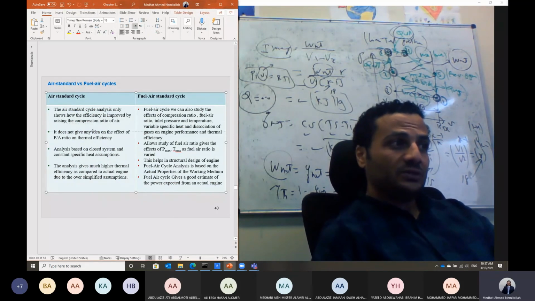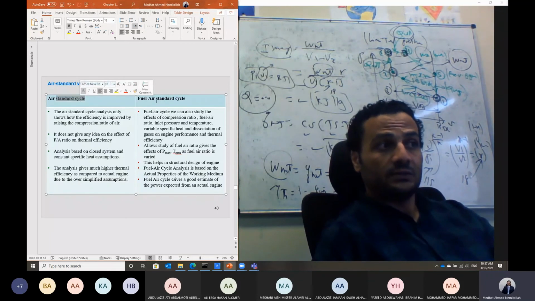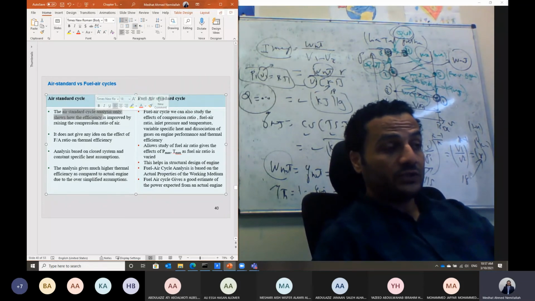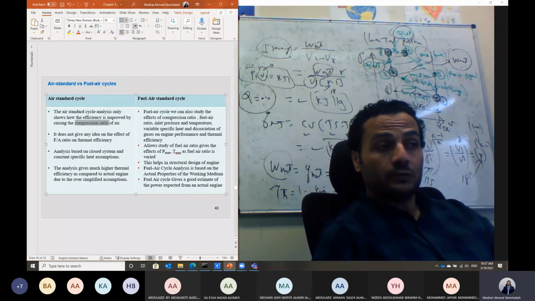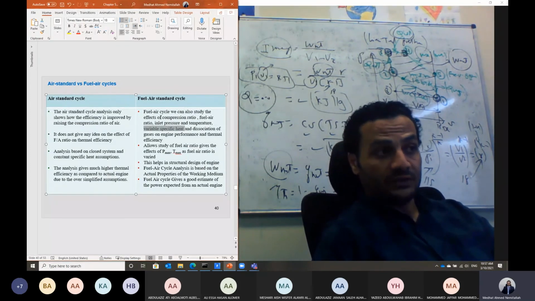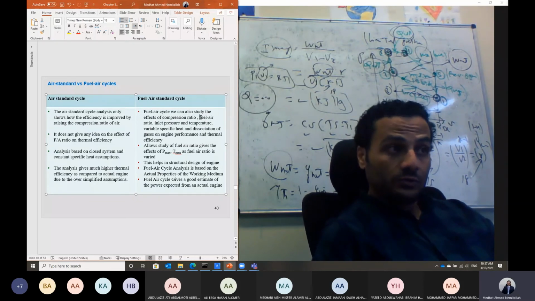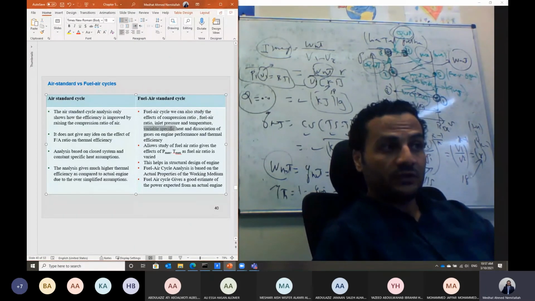Here is the comparison, as I mentioned, of the air standard cycle against the fuel air cycle. The air standard cycle gives us efficiency only as a function of the compression ratio. But in the case of the fuel air cycle, it can take the effect of variable specific heat. Also, it can take the effect of fuel addition. So the efficiency should be a function of the compression ratio and also a function of the fuel to air ratio. And it will take care of the effect of variable specific heat.